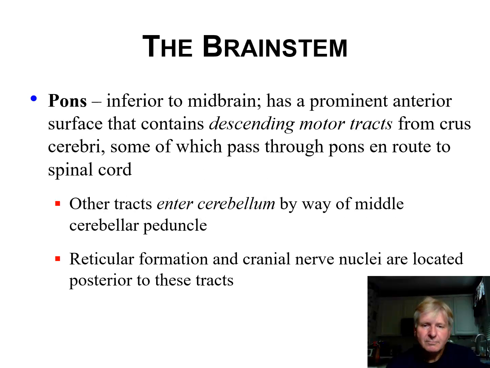The pons, inferior to the midbrain, consists of the descending motor tracts from the crus cerebri, some of which then pass on through the pons en route to the spinal cord. The other tracts enter the cerebellum by way of the middle cerebellar peduncles, also found in the pons, along with the reticular formation and some of the other cranial nerve nuclei located just posterior to the tracts. You'll find the reticular formation and the cranial nerve nuclei in all three regions of the brainstem: the midbrain, the pons, and the medulla.